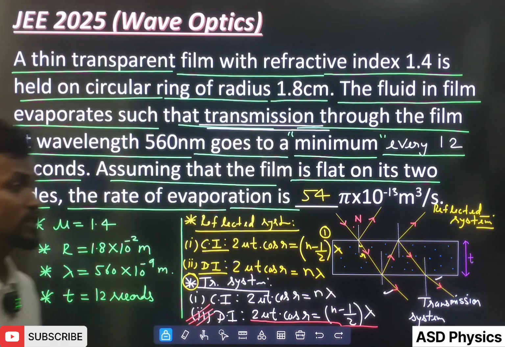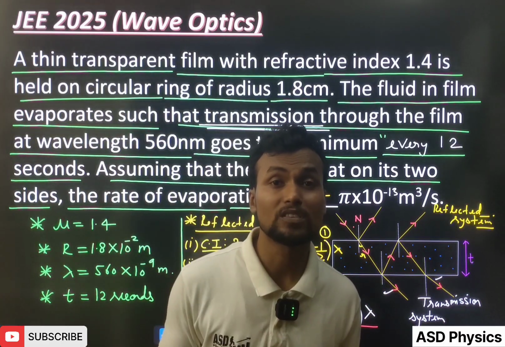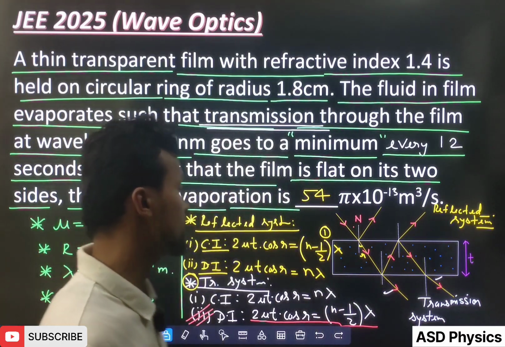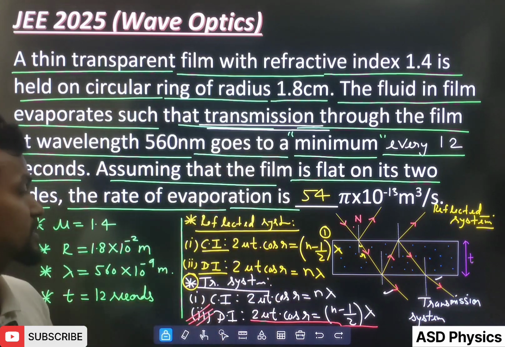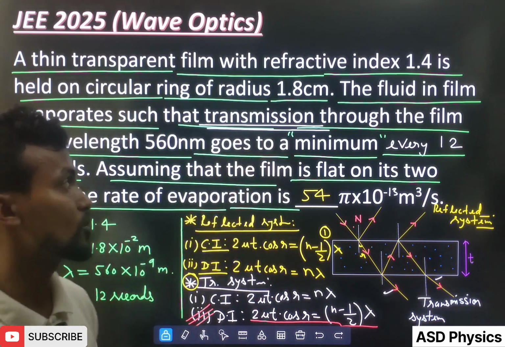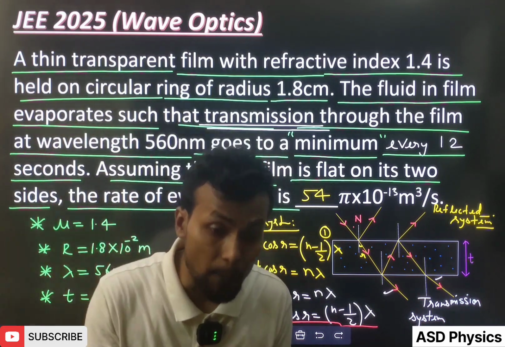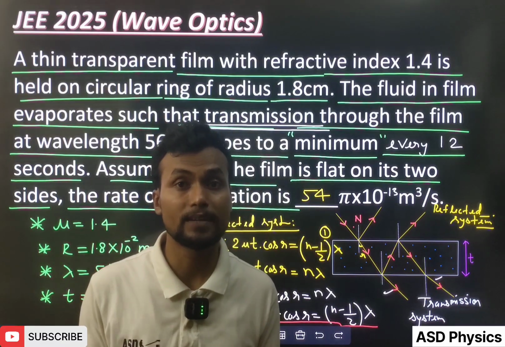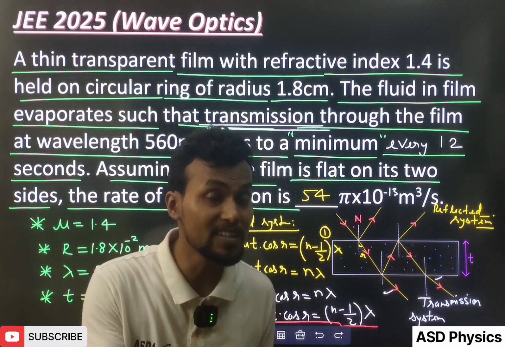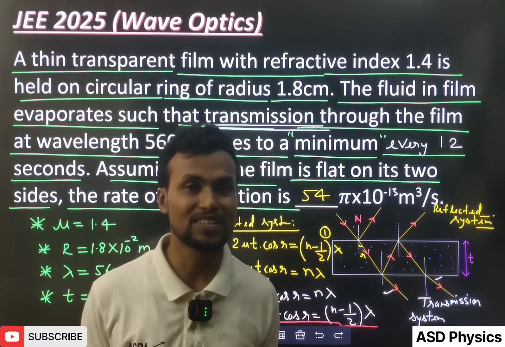So students, I hope this question based upon the thin film is very clear to you. There we have used the concept of transmitted system and destructive interference, because they ask the minimum and we have seen minimum to minimum. That's why we got T1 and T2 from the minimum condition. Okay, keep studying, keep going.